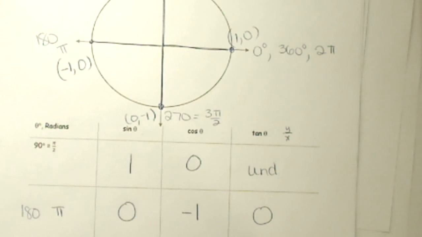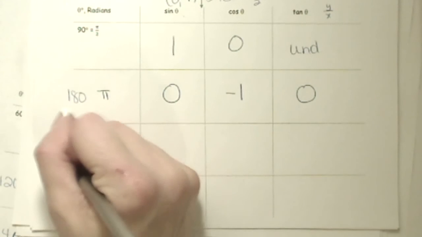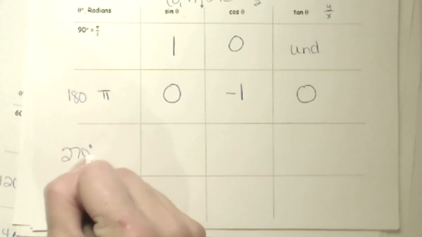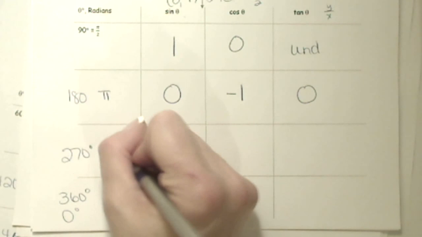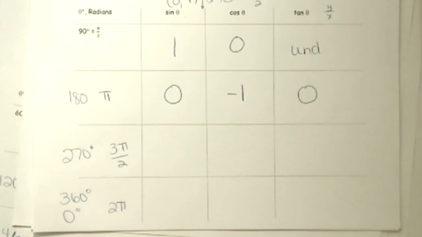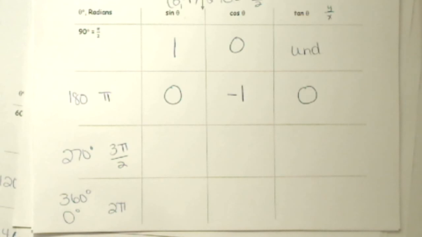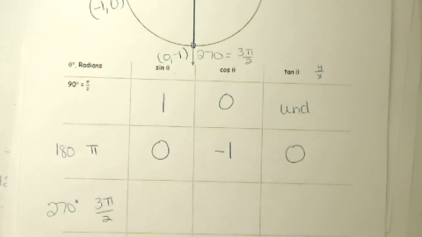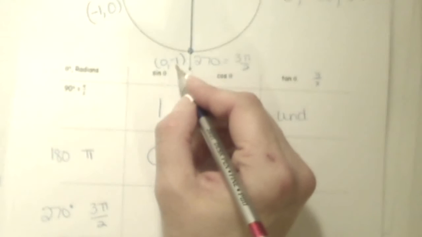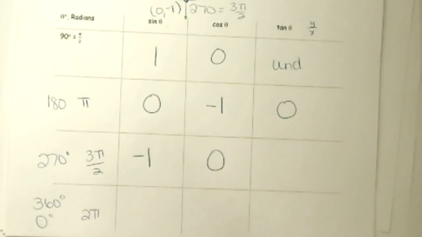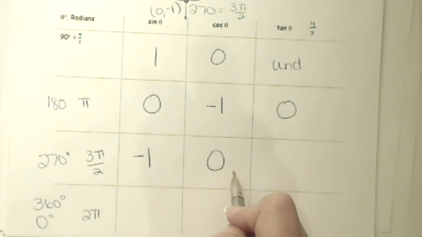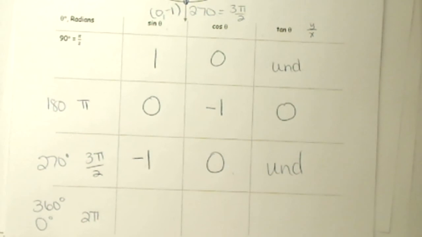I encourage you to stop the video here and try to finish filling in the sine, cosine, and tangents for 270 degrees and 360 or 0 degrees. If you want to pause it now and then come back. All right, so for 270 degrees, the sine is the y, which is -1. The cosine is the x, which is 0. And the tangent is the y divided by the x, again, undefined.